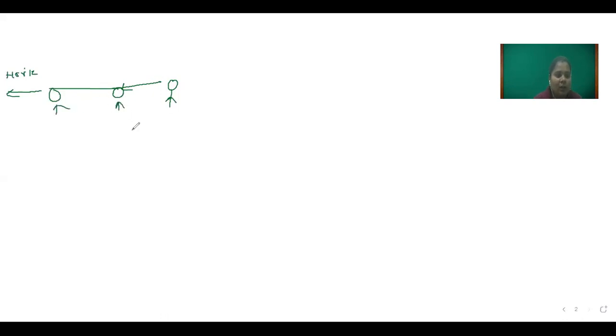These 2 are unknowns and the number of static equations is 3. So 2 is less than 3. So this structure is unstable. This structure is unstable. Now I want to make this structure stable.